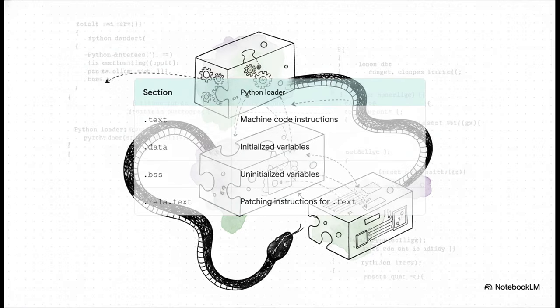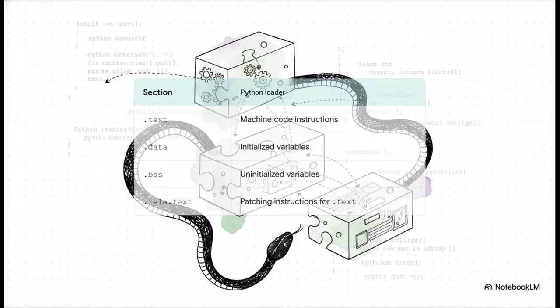Now, to really get what's happening in phases 2 and 3, you have to know that an ELF file isn't just one giant block of code. It's more like a kit, broken up into different sections. The text section, that's the actual machine code, the instructions. The data and BSS sections hold all the variables. But crucially, you've got sections like .rel.text. You can think of these as a set of instructions for the loader. They literally tell it, hey, go to this spot in the text section and patch in the final memory address of this function. The Python loader reads all of this and just pieces the puzzle together in memory.